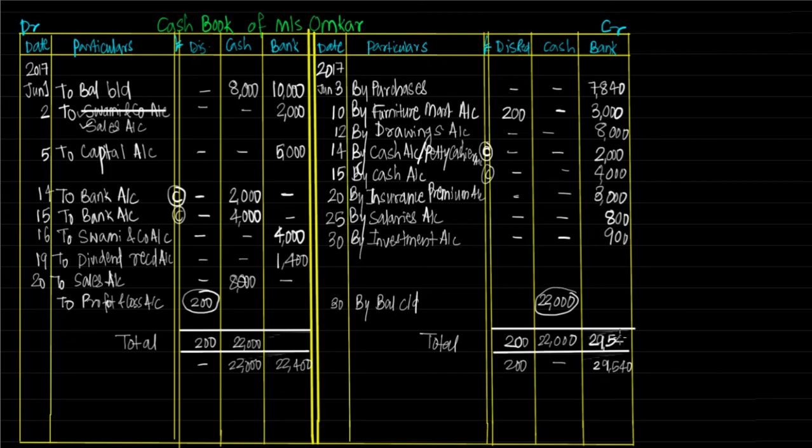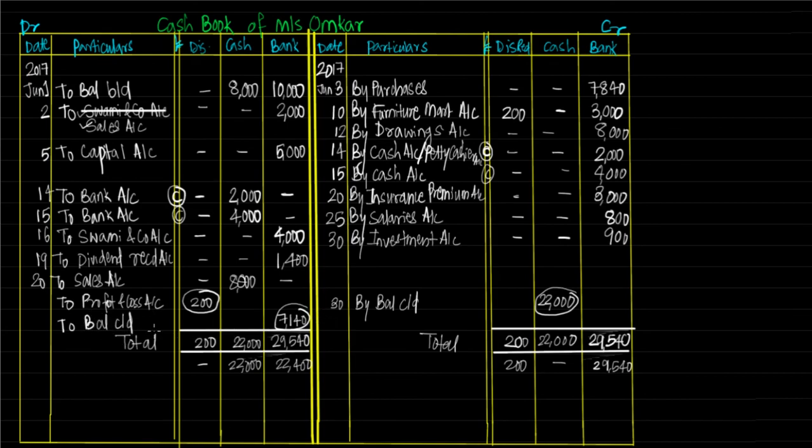Here let's close the last column, which is bank column. 29,540 on both the sides, 29,540. Here we can see that 29,540 we have paid in all, but we were having bank balance of 22,400 only. So this difference, that is difference of 7,140 rupees, is nothing but loan which we have taken, which is short term loan. It is known as bank overdraft.